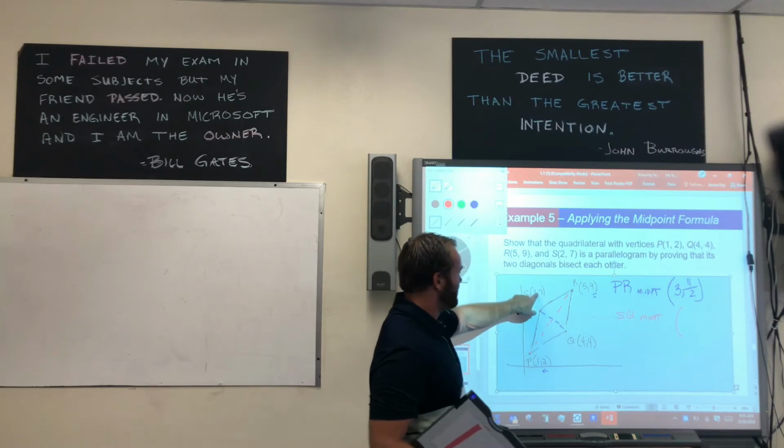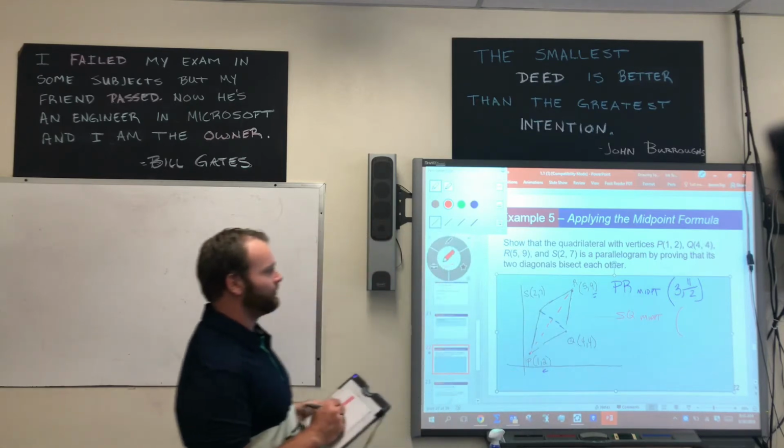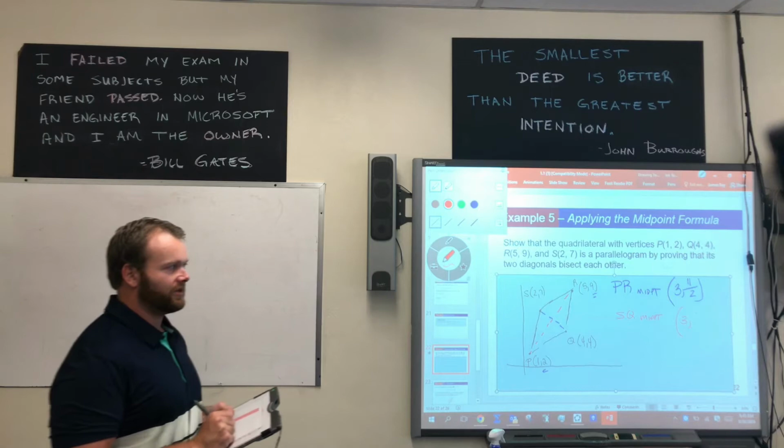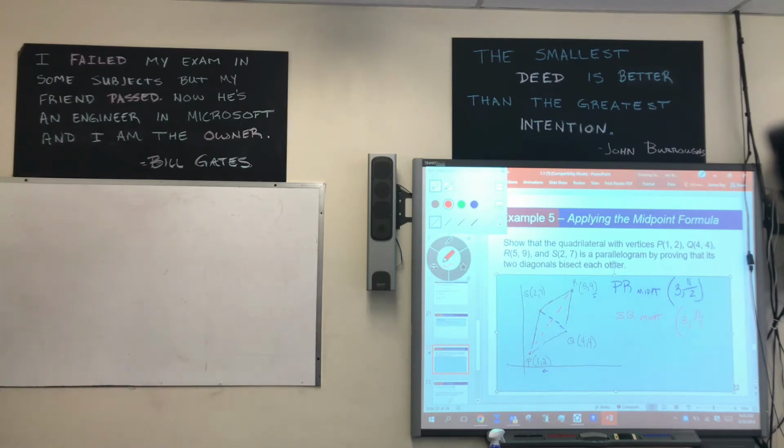So 2 and 4, right? 2 and 4, we're going to add those together. Get 6 divided by 2, you get 3 again. And now 7 and 4, add those together gives you 11 divided by 2. And because those two things are the same, that's telling us that both segments intersect each other at both segments' midpoints. Okay? If they were different, it would mean that one of them is bisecting the other one, but they're both not bisecting each other. Does that make sense? Okay.